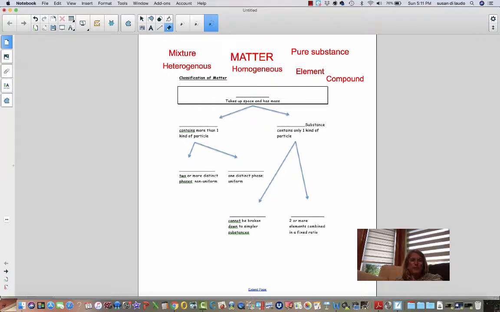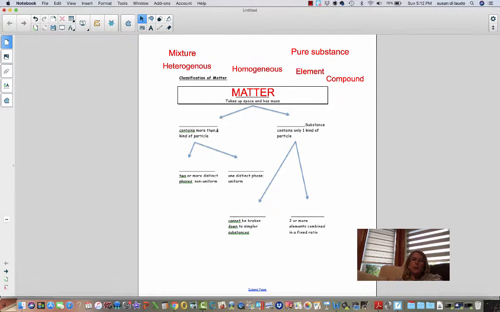And remember from grade 9, we talked about matter and we said matter is anything that takes up space and has mass. So of course matter is all around us. And in science, you may have noticed that we like to classify things. We like to identify, to organize. So we're going to classify matter a little further. And we've got kind of two branches that we can talk about. Matter that contains more than one kind of particle, or matter that contains only one kind of particle.